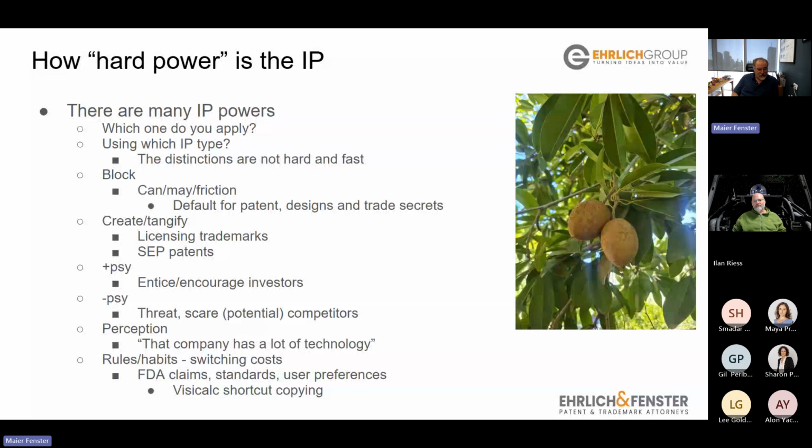And it meant that if somebody moved from one company to a different company, and the first company was using VisiCalc and the other one was using CopyCalc, you didn't want to retrain these workers. So you used the same shortcuts. And your user manual had a list of the shortcuts, which guess what, was infringing the copyright of VisiCalc. Okay, so the power was simply switching costs.